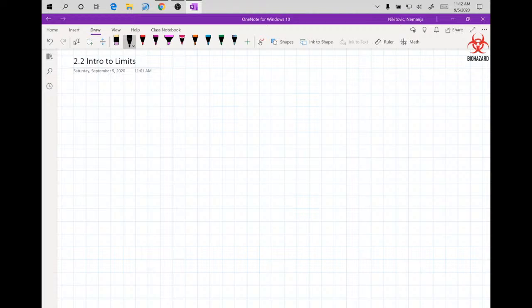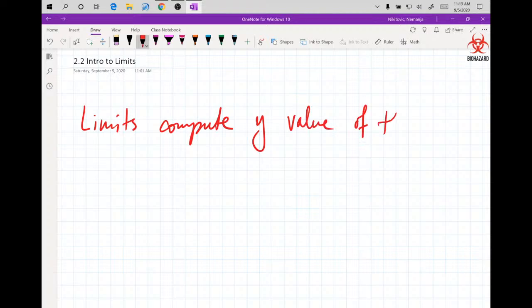But before that, let's just write that limits compute y value of the function. Guys, this is a street definition of it. So if you are to, I don't know, pull a stranger on the street aside and just say, okay, so what is the limit? This is what would be the word on the street. The proper definition is in 2.7.